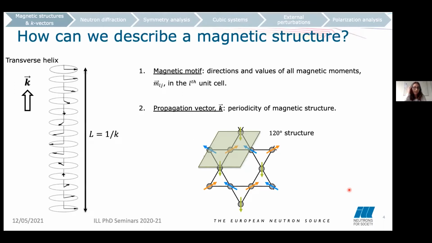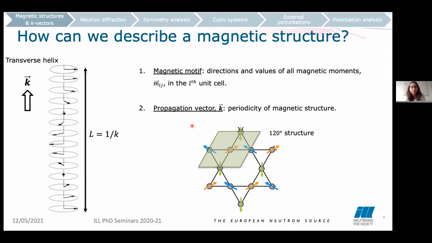So to describe a magnetic structure, we basically need a magnetic motif. This is much like the unit cell that you find in crystal structures. It describes the directions and the values of all magnetic moments. If we just take a quick look at this Kagome lattice here, we have a 120-degree structure, and this green area gives us the magnetic motif. By pure translation of this part of the structure, we can generate the whole magnetic lattice.